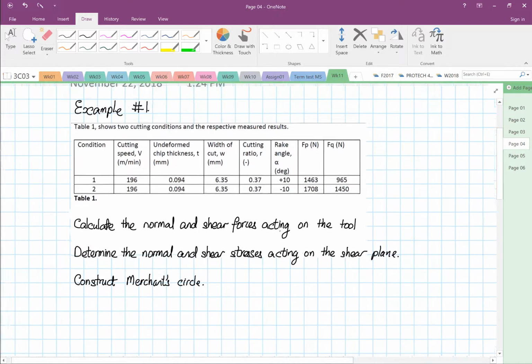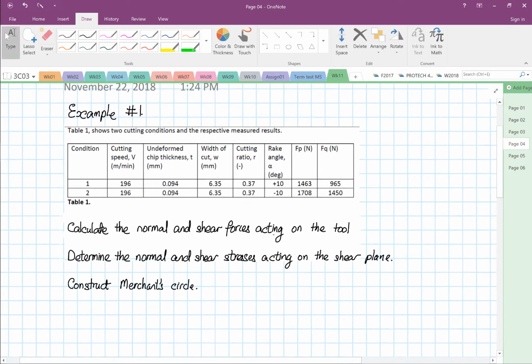Hello there, this is part 3. I'm going to do this example. Okay, so I'm going to do condition number 1.